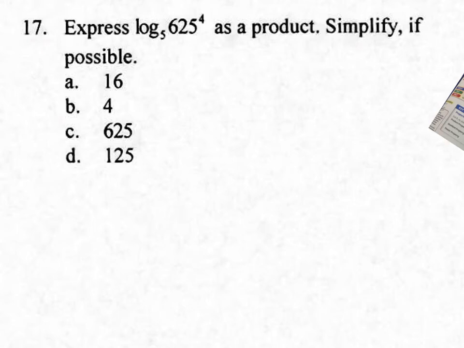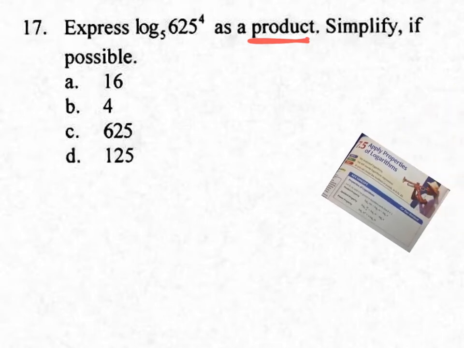So we're jumping to number 17 on the practice final. This one is a logarithm. It says express log base 5 of 625 to the fourth as a product. Well, product means multiplication, right? And we need to think of the different properties of logarithms to help us do this problem.